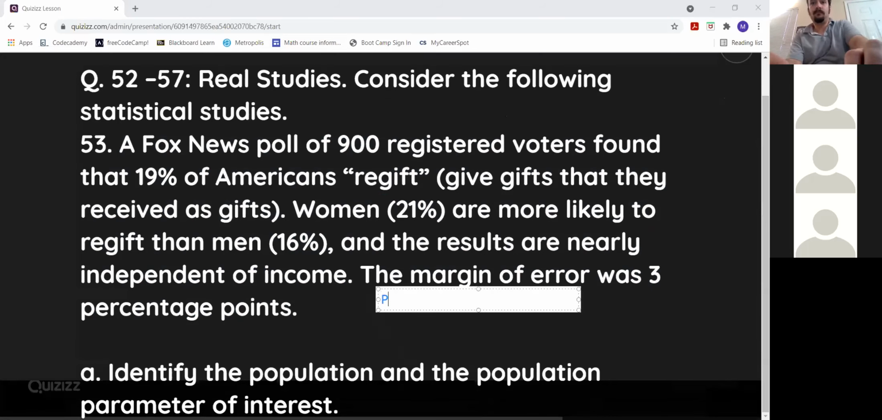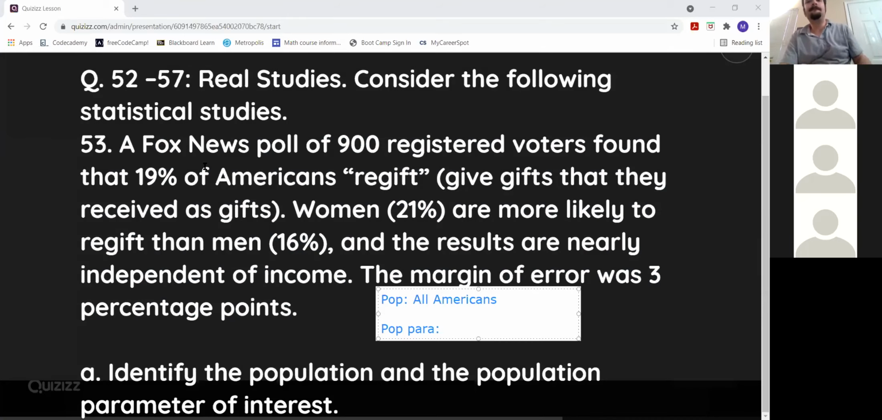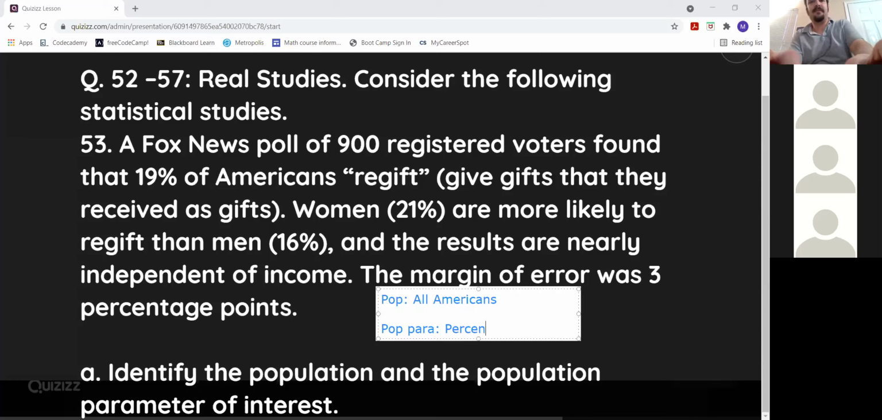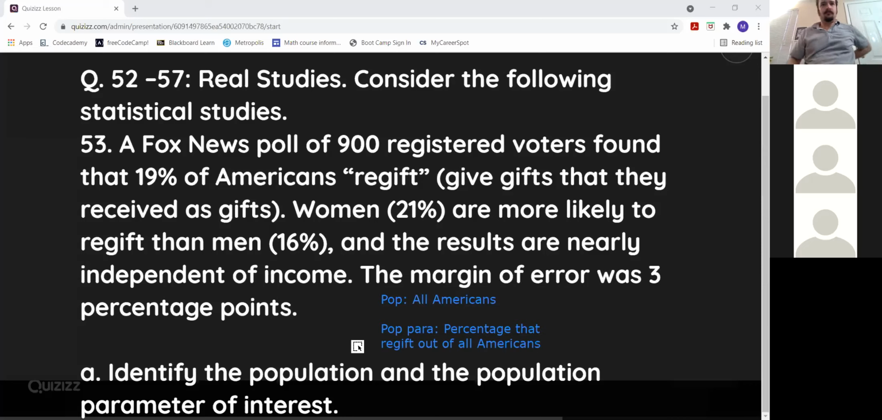Would the population be the Americans that regift? Not just the regifters. We're trying to figure out who regifts out of all Americans, right? The population parameter, I think, is the thing that you're saying. This would be the percentage that regift out of the population, which is all Americans. Questions about that?